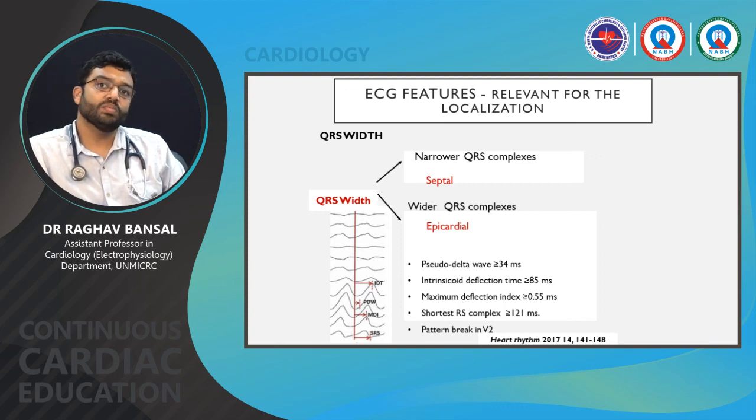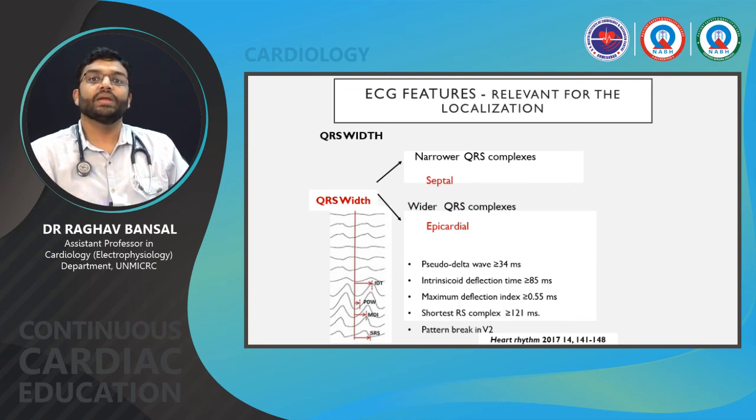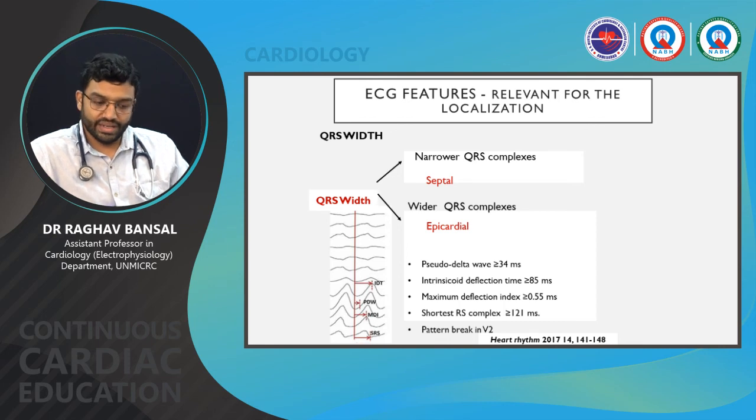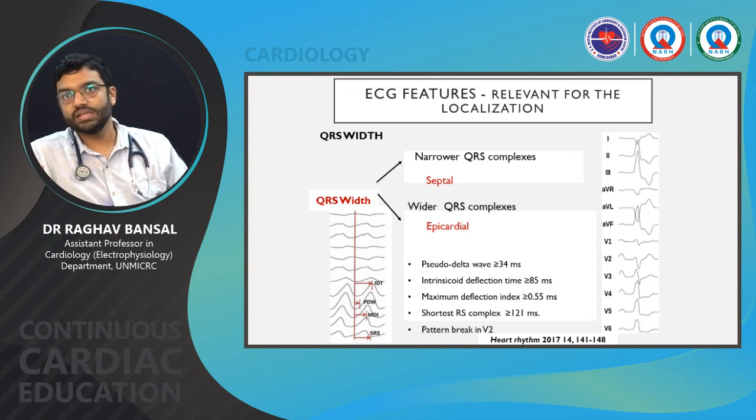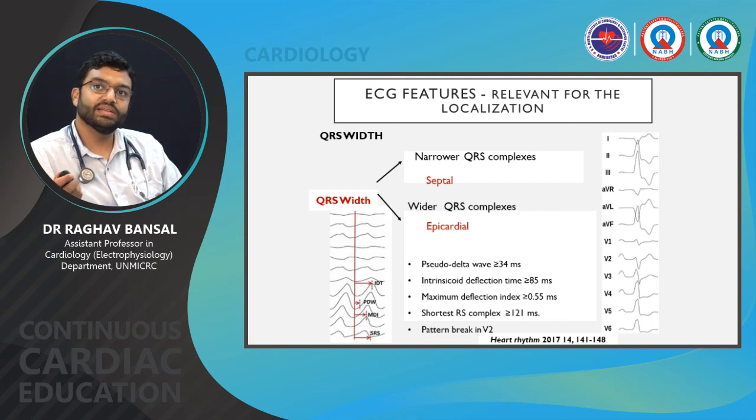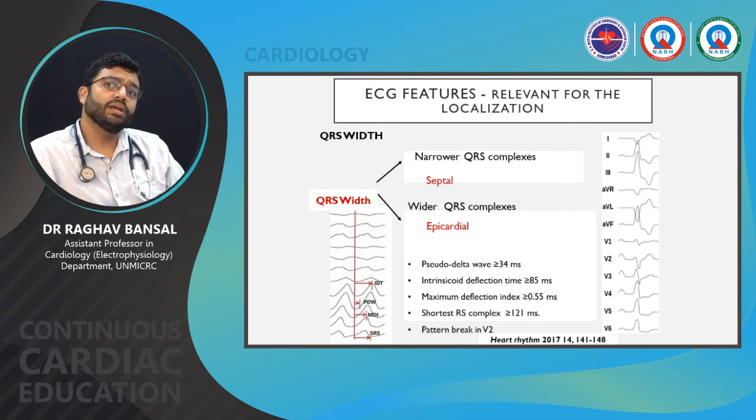And the shortest RS complex, just like the Brugada criteria, if it is more than 120 milliseconds, points towards an epicardial origin. And a pattern break in V2, which means that V1 is positive and V3 to V6 are positive, and a single lead, V2, is negative, points towards an LV summit origin, which we will discuss later. In the right-sided ECG which is shown, it is a narrower QRS. The width is around 120 to 130 milliseconds, and this might be pointing towards a more outflow tract origin, which is septal.